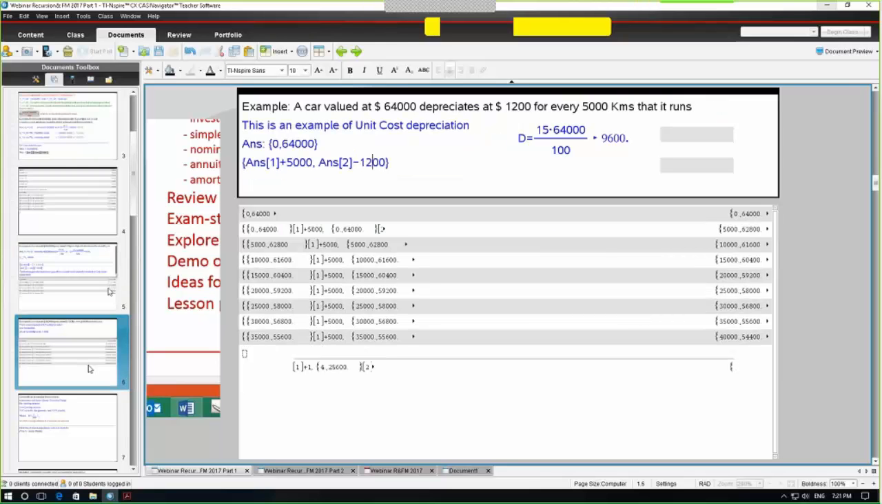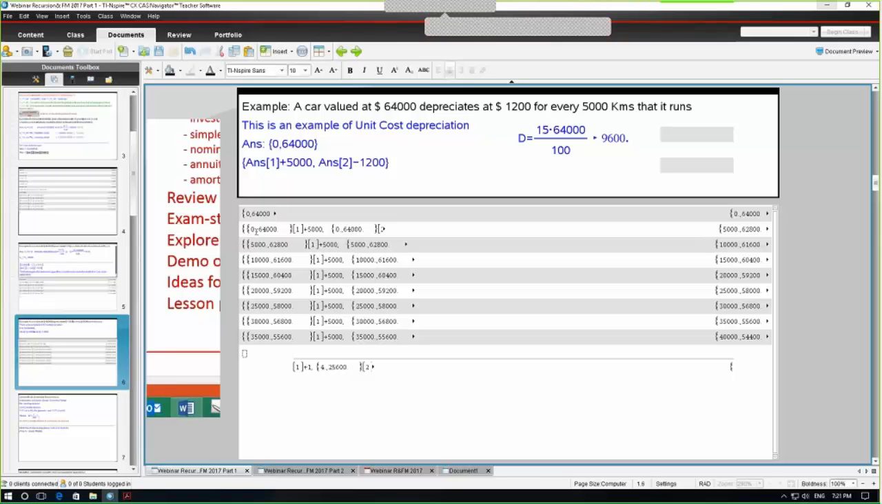Yeah. Now, I've got the same example, but this time it's depreciation. So I've done answer 2 minus 1,200, and you can see it keeps deducting 1,200. But this is an example of unit cost depreciation. If you read through the example, it says it depreciates at the rate of $1,200 for every 5,000 kilometers. So I started with 0.